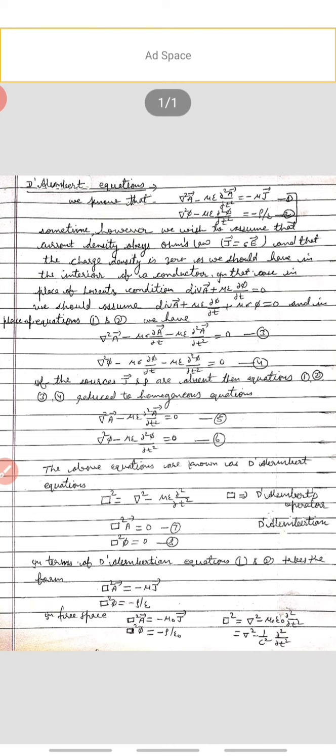And in the free space we can write the above equations as D'Alembert square A is equals to minus mu naught j and D'Alembert square phi is equals to minus rho upon epsilon naught, and D'Alembert square is equals to del 2 minus mu naught epsilon naught del 2 by del t2, and we can write D'Alembert square is equals to del 2 minus 1 by c square del 2 by del t2.